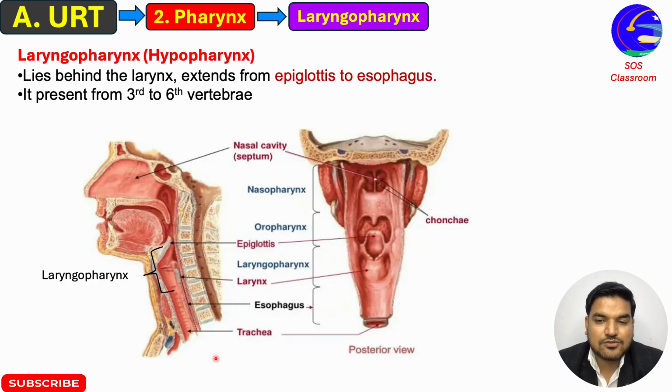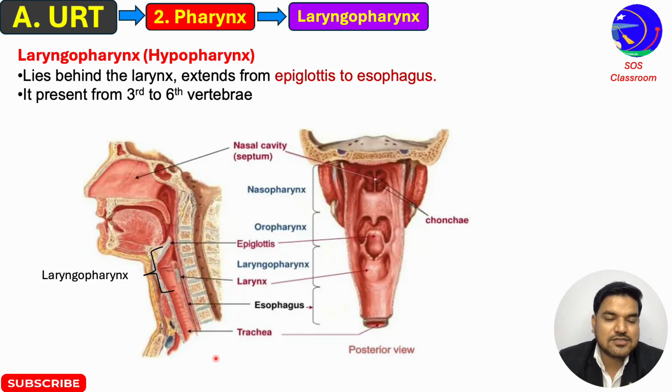From the first cervical vertebra to the third cervical vertebra, two parts of the pharynx are present, the nasopharynx and oropharynx. And from the third to the sixth cervical vertebra, the part of the pharynx present is called the laryngopharynx. You can see the laryngopharynx starts from the epiglottis to the esophagus. So this portion is called the laryngopharynx.